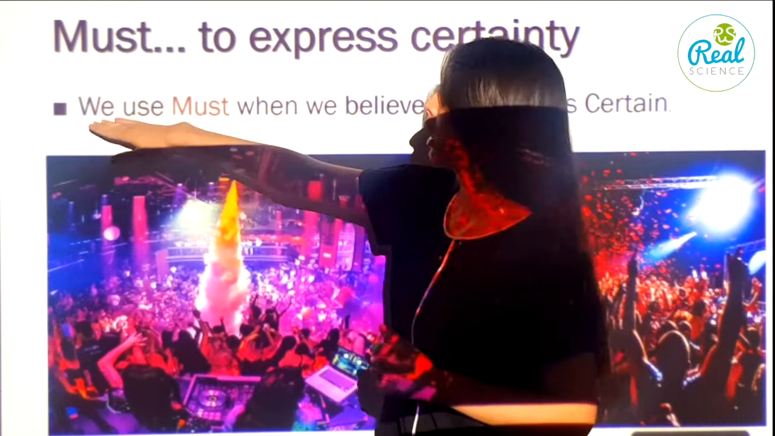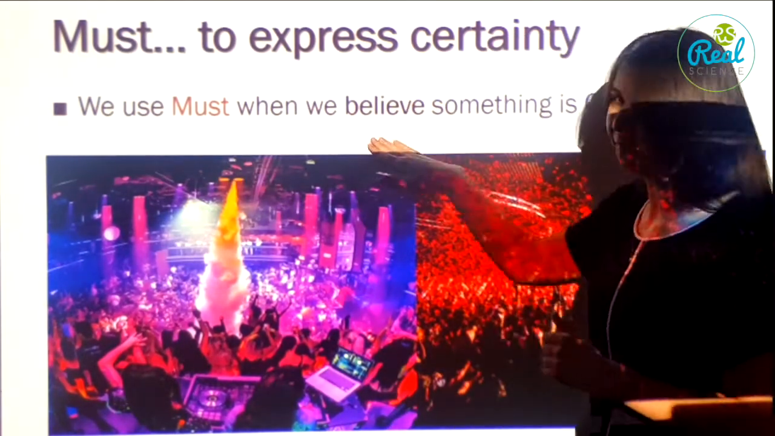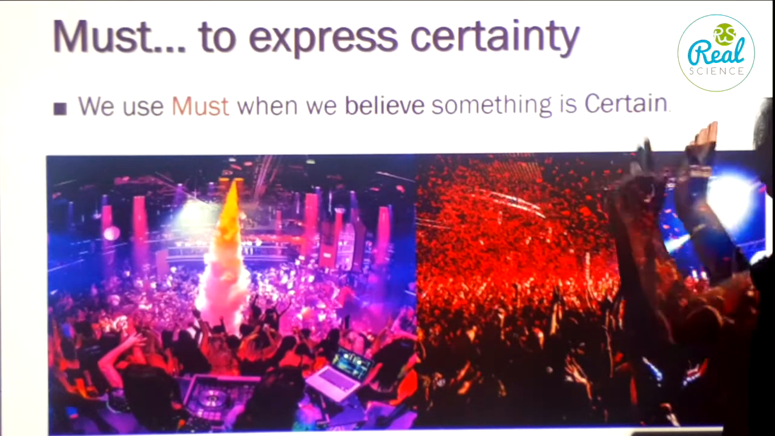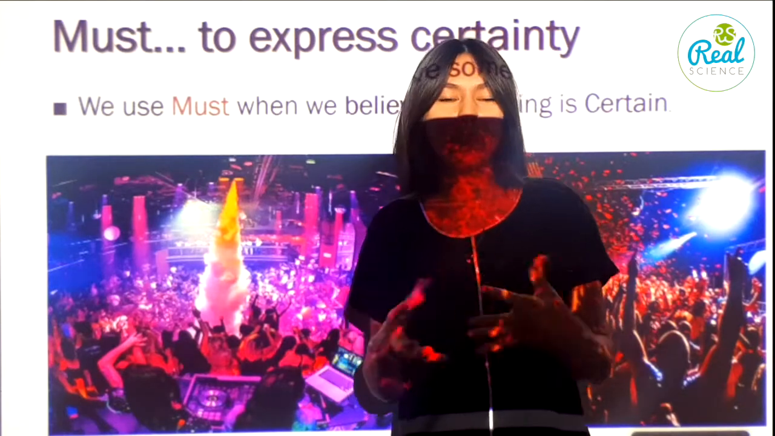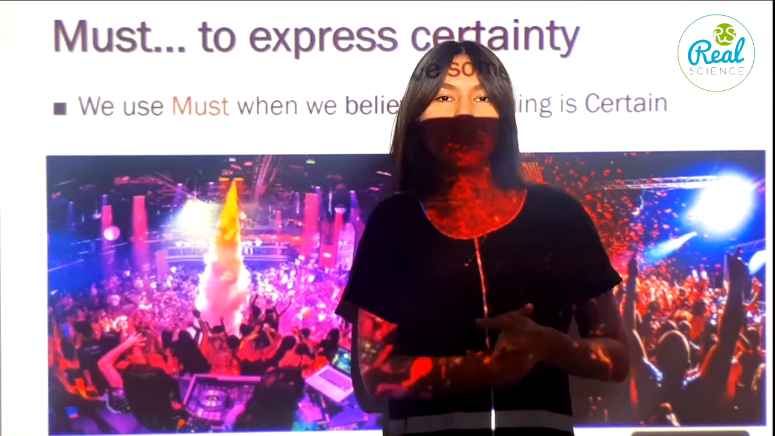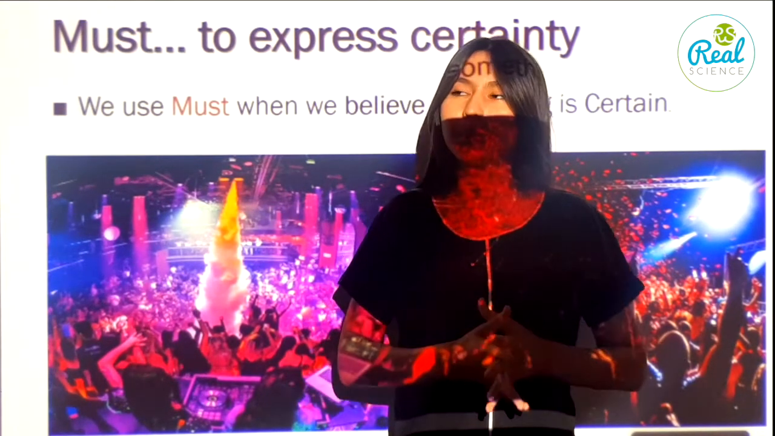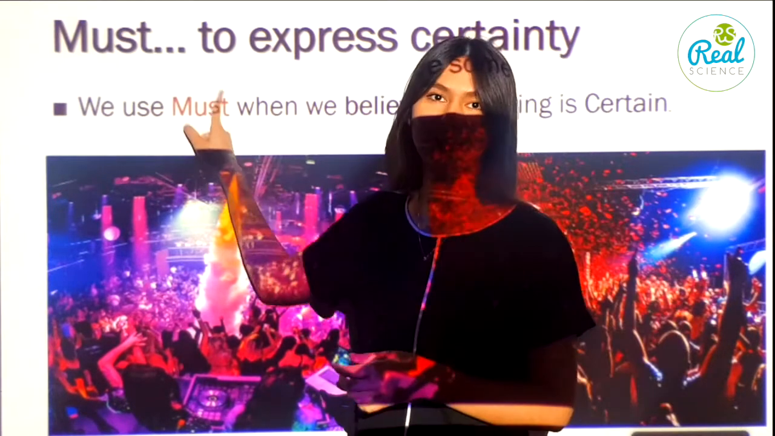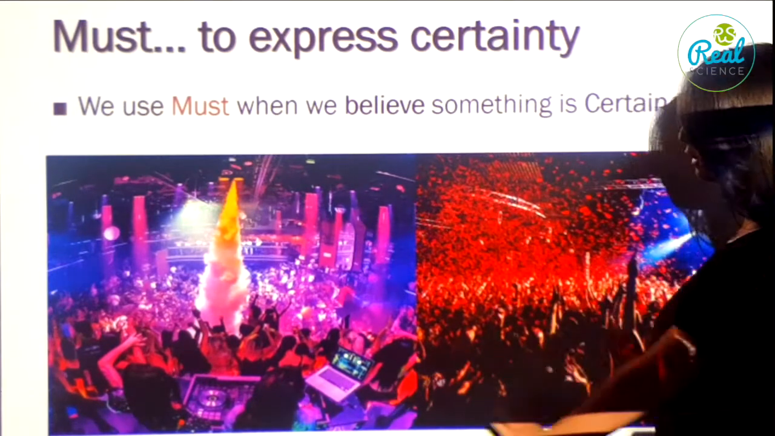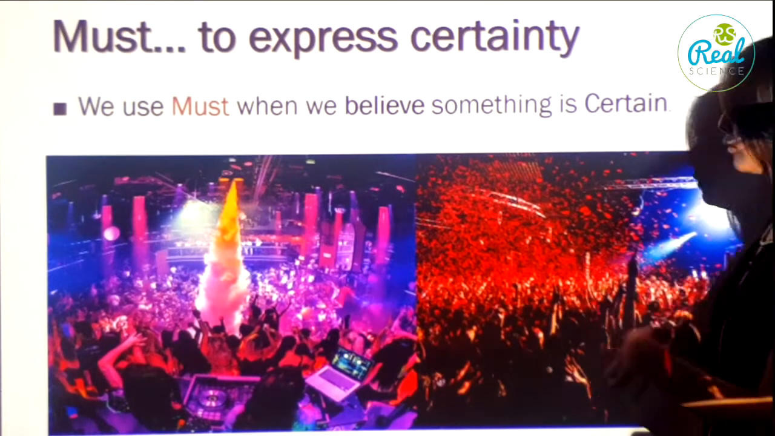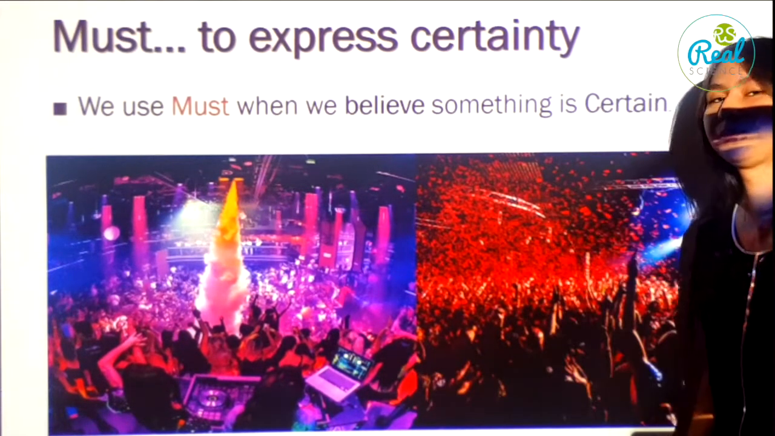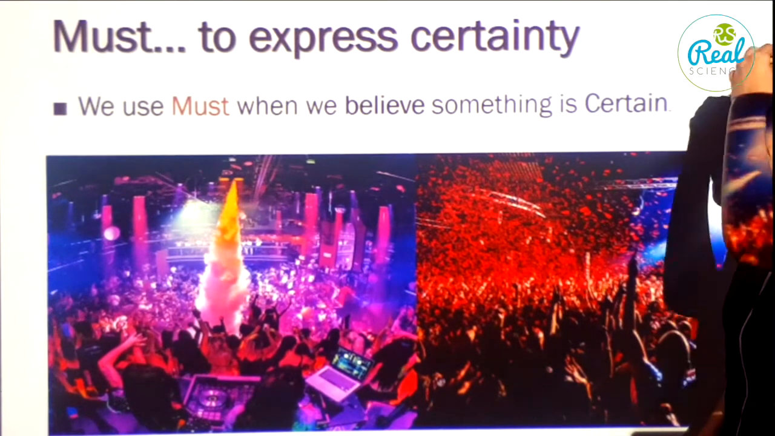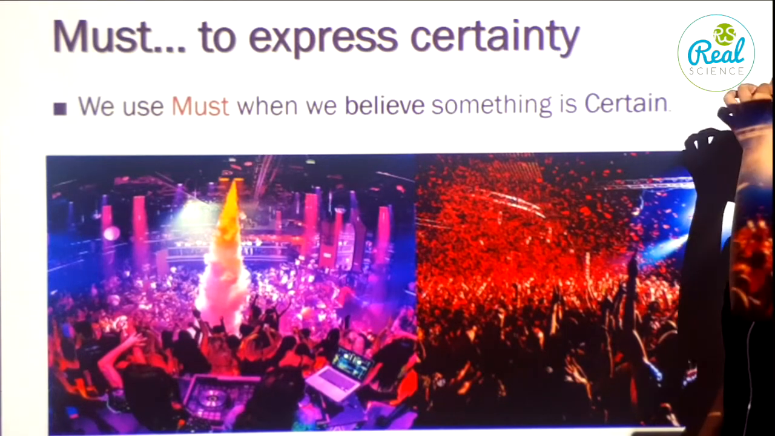Now look at the rule. We use must when we believe something is certain. Certain means definite. So when you believe that some situation is 100% certain to happen or be happening, in that case, you can use must, okay? Now, can you look at these pictures? What can you see from these pictures? They must have a party. Good job.